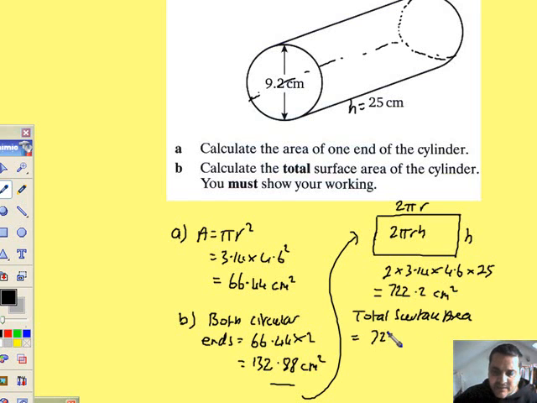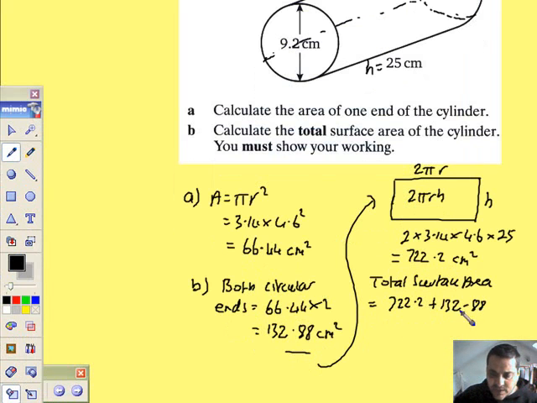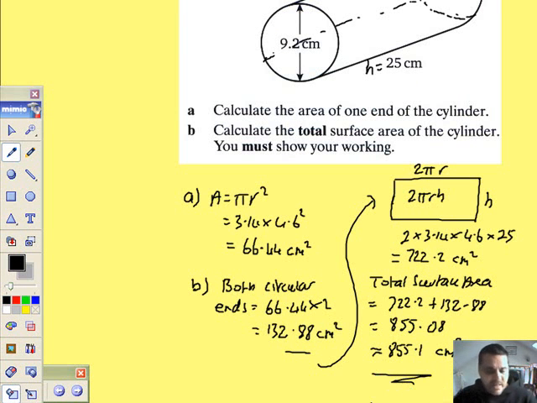So total surface area is going to be the 722.2 for the curvy part plus the 132.88 for the ends, and let's just add it in. Total 855.08, so it's approximately 855.1 centimeters squared of surface. Alright, and that's the cylinder done.